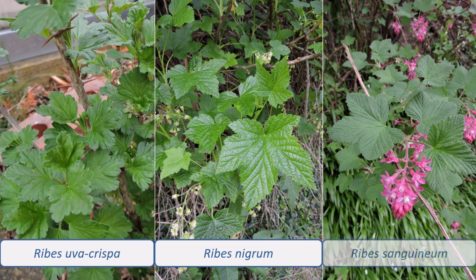And Ribes sanguineum, flowering currant, a North American species with showy clusters of bright pink flowers and a distinct smell reminiscent of male cat.